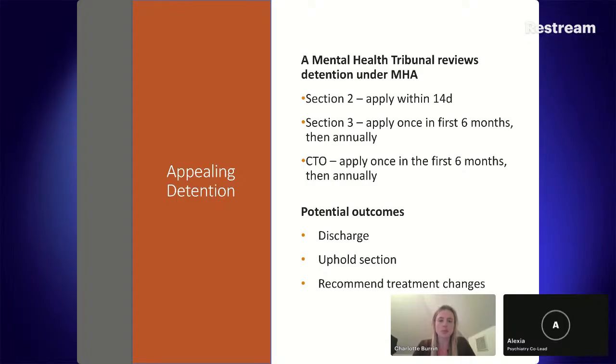The tribunal is made up of a panel of people. So it's a judge, a medical member, and a lay person. You'll also have the patient and their solicitor.